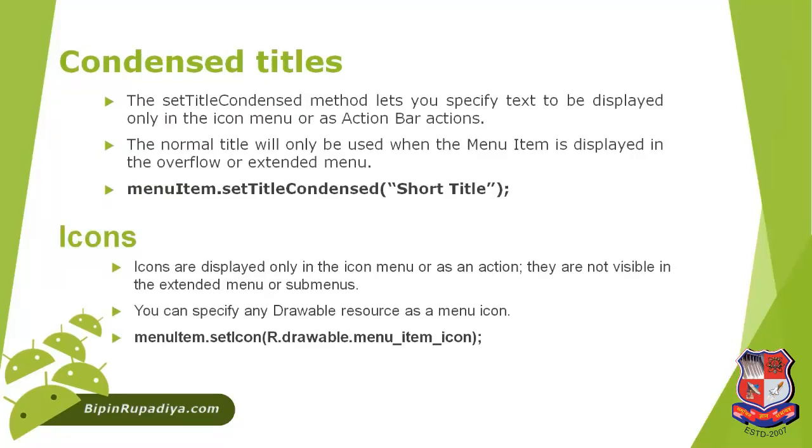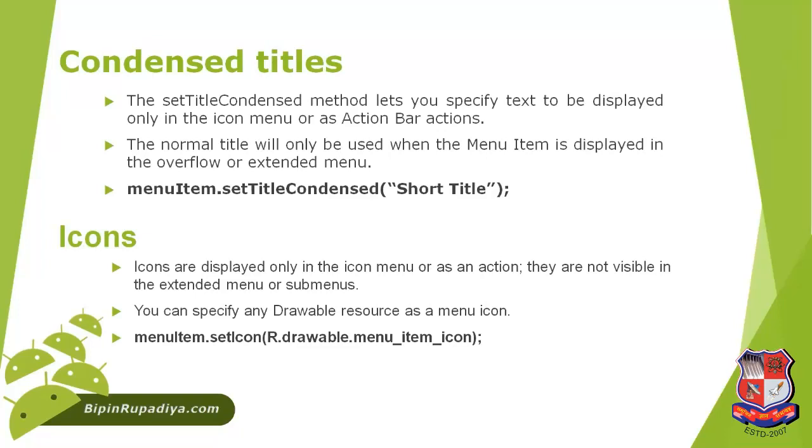Another one, that is the condensed title. That is the short title that you can utilize. Say that you have written red, green and blue. So red, green, blue, how can you shorten this title? Just the initial letters: R for red, G for green, B for blue, right? So that can be the condensed title.